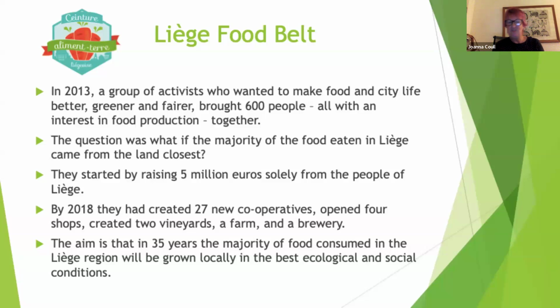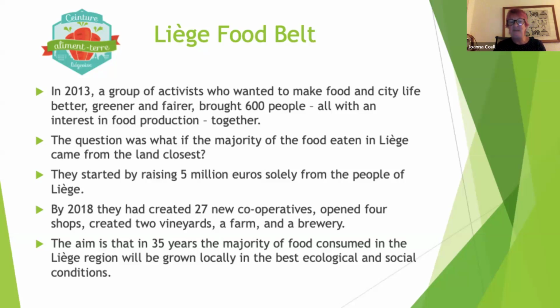So back in 2013, a group of activists who wanted to make food and city life better, greener and fairer brought 600 people together, all with an interest in food production. And the question was, what if the majority of food eaten in Liège came from the land closest to Liège? And this is the bit I find truly impressive and inspiring: they started by raising 5 million euros solely from the people of Liège. And that gave them enough to start this cooperative.